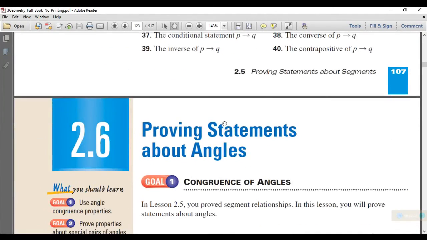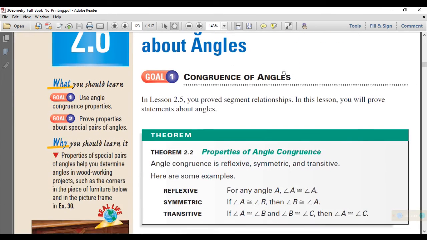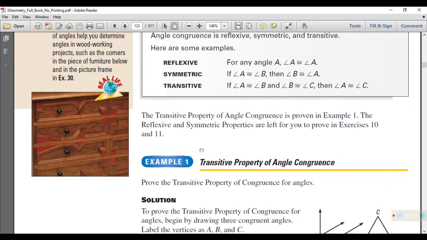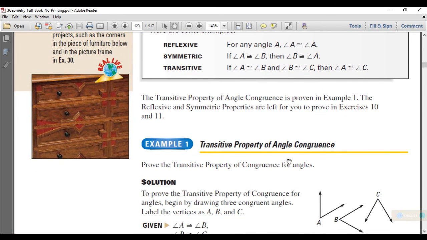Ayan, ito na yan. Proving statements about angles. Halos kaparehas lang din ito ng segments natin kanina kasi magkahawig naman yung mga properties ng segments at saka ng angles. So, congruence of angles, again, reflexive siya, symmetric siya, and transitive, just like segments. So, transitive property of angle congruence, kung dun sa segment, nag-prove tayo ng symmetric property, dito naman, transitive property.